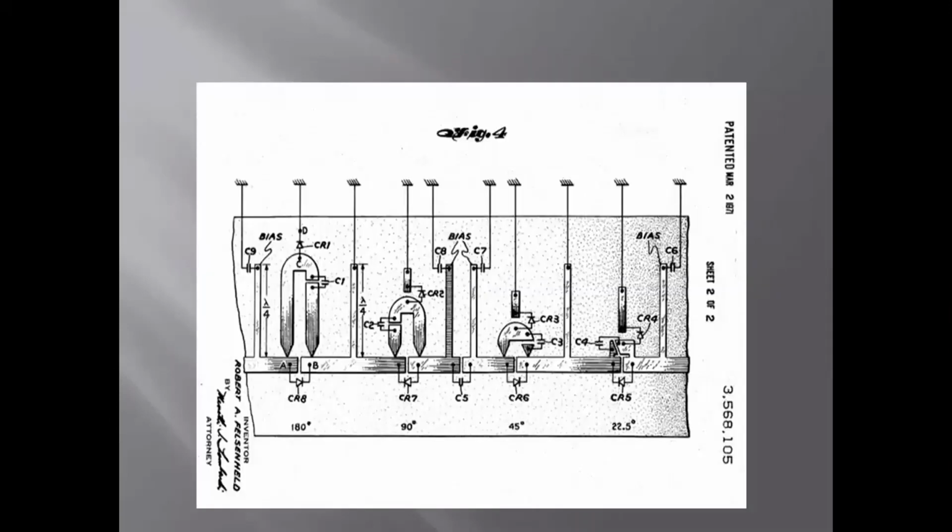This is an example of a microstrip phase shifter. It was invented by a scientist called Robert Fulsenheld, in 1969.